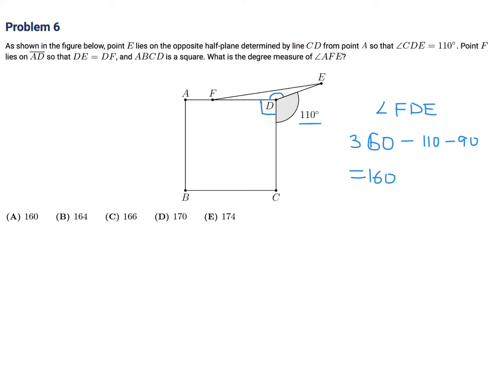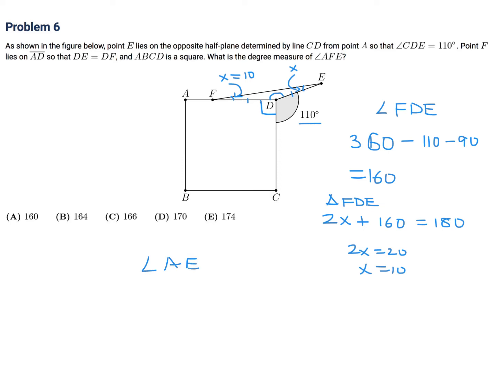Now, they told me that DE is equal to DF. So that's an isosceles triangle. Therefore, this angle and that angle will be equal. Let's just call them X. So in triangle FDE, 2X plus 160, that angle FDE, is equal to 180. Correct? So therefore 2X is equal to 20, X is 10. And then finally they want angle AFE. So that's going to be just 180 minus 10, which is 170. And therefore that is D for number 6.